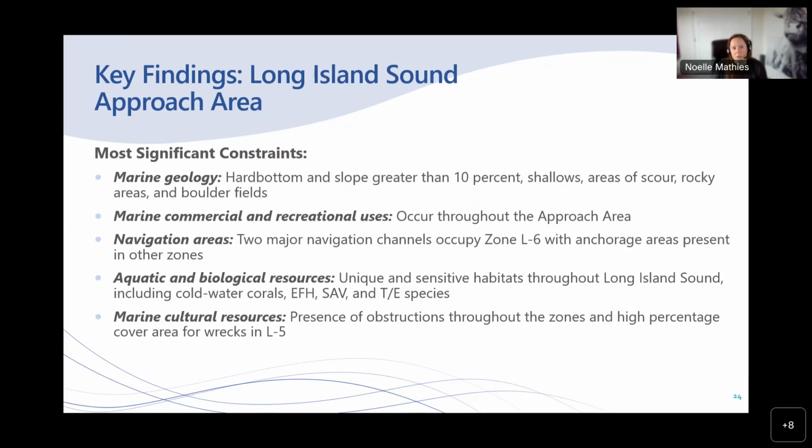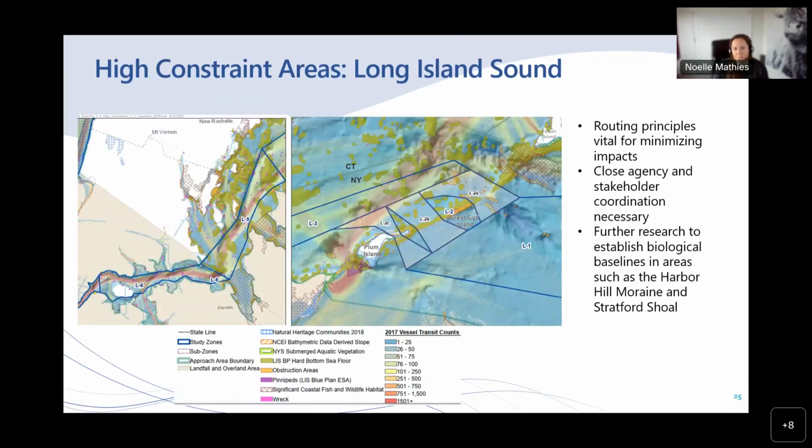And lastly, marine cultural resources, including obstructions and a high percent coverage of wrecks in zone L5, which is westernmost Long Island Sound. Next slide, please. These are 2 of the most space constrained and difficult areas in the Long Island Sound approach area.